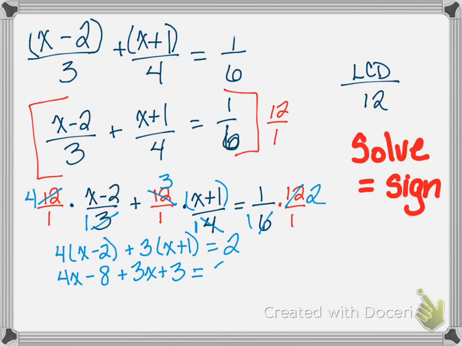Okay, and then we are left with 2. We are going to combine like terms. I have 4x and 3x, so I have 7x. And then I have negative 8 and positive 3. What's negative 8 and positive 3? Good.